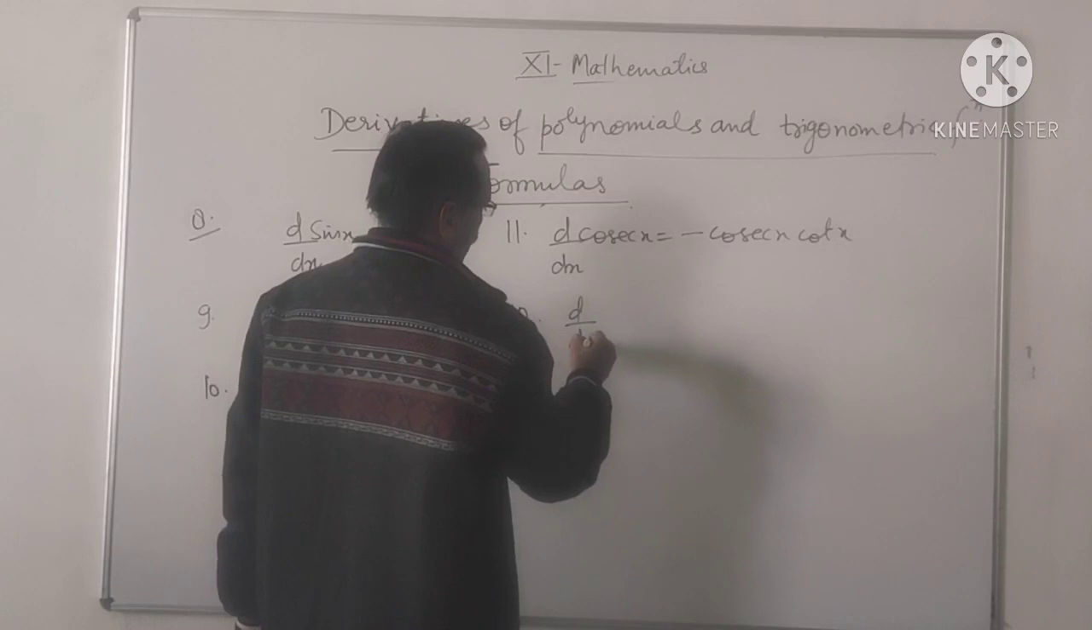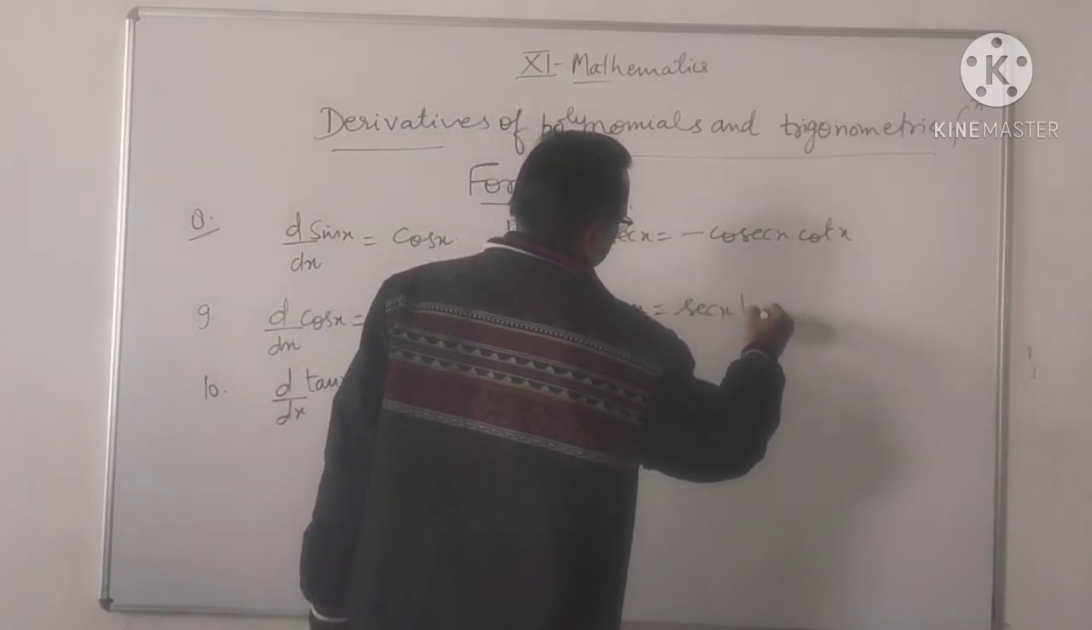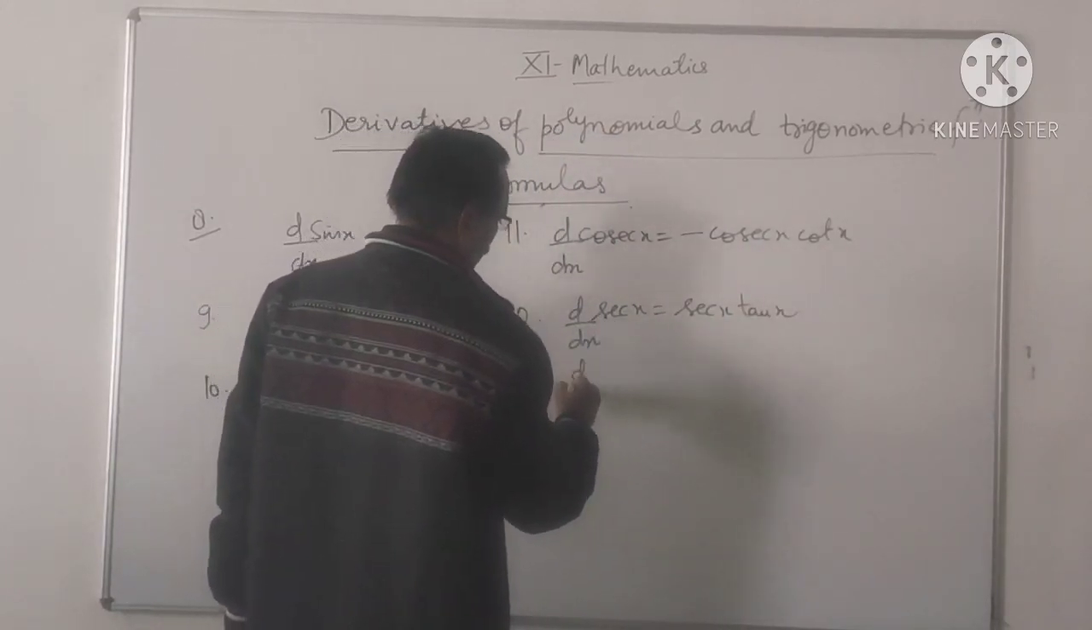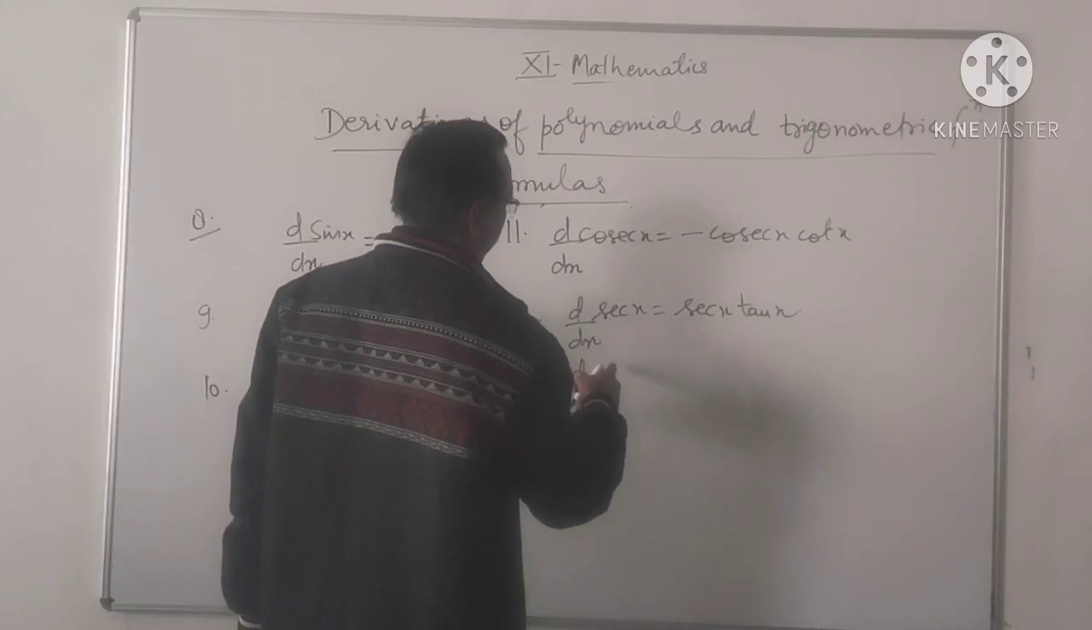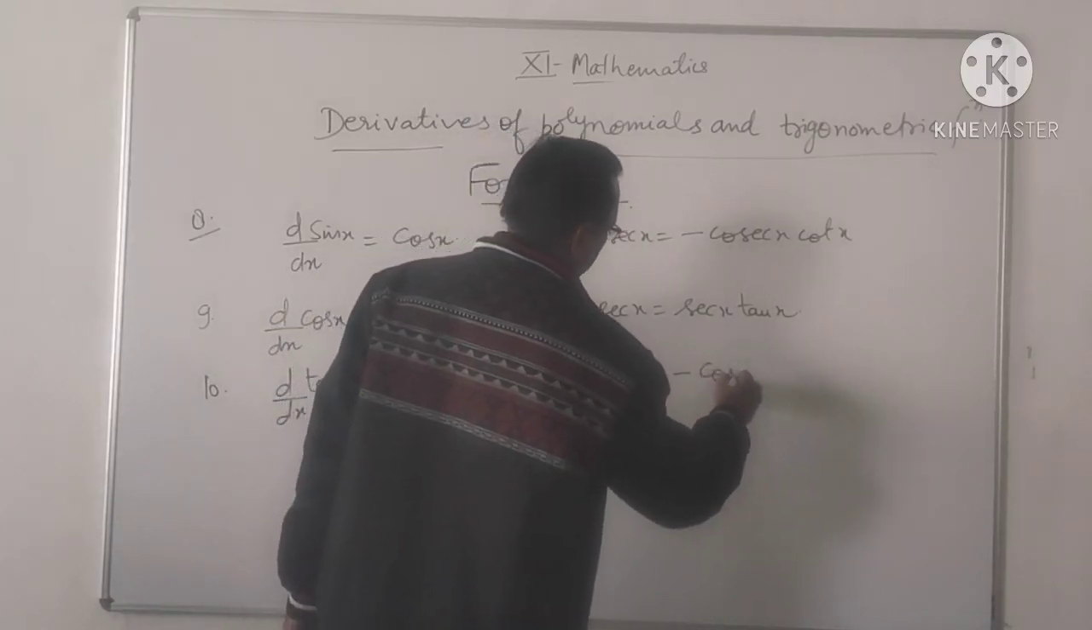D over dx of sec x, it is sec x tan x. Then d over dx of cot x, it is minus cosec square x.